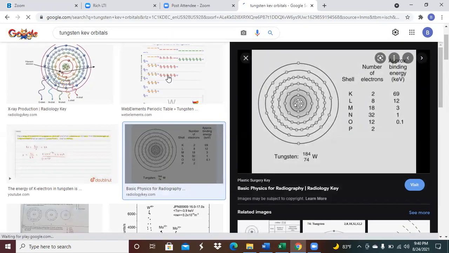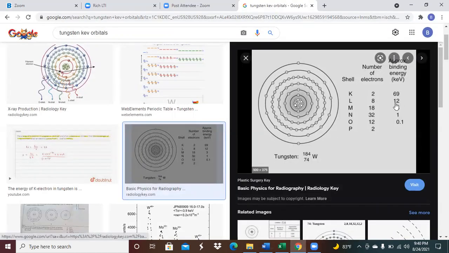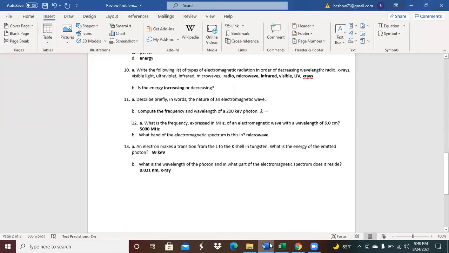I think there may actually be something in the textbook along this line. This is for tungsten. So you can see the approximate binding energy here as you go from the K to the L shell. This is saying roughly 59. It pretty much depends on how accurate your measurements are. I think this one's pretty well rounded off. This would be closer to 57 according to that document.